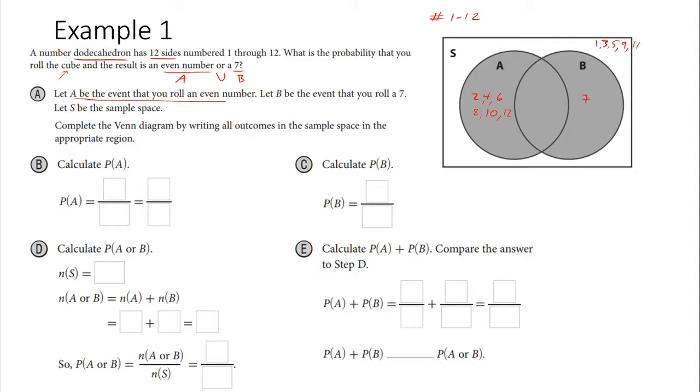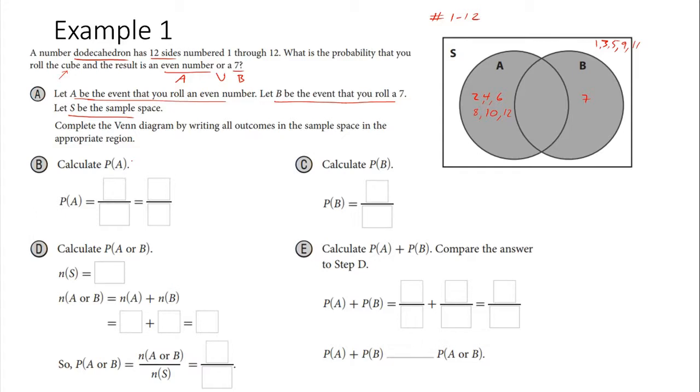So if you notice right away, using this Venn diagram, I was able to basically break down what was in my sets. All right, so again, set B is the event that you roll a 7. Let S be the sample space. So the sample space includes numbers 1 through 12. It just happens to be that set A is only the even numbers, and set B is the 7. Now we completed the Venn diagram.